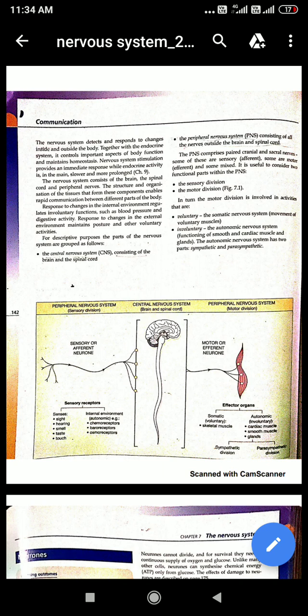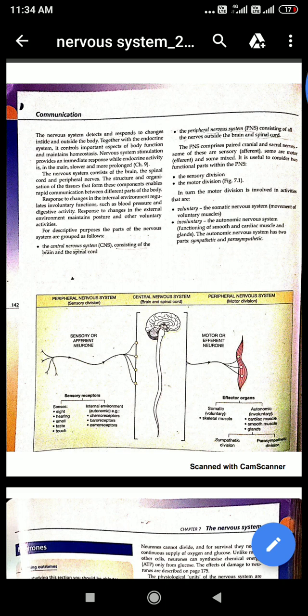The nervous system consists of the brain, the spinal cord, and peripheral nerves. The structure and organization of the tissue that form these components enables rapid communication between different parts of the body. Response to changes in the internal environment, regulating involuntary functions such as blood pressure and digestive activity. Respond to changes in the external environment, maintain posture and other voluntary activities.